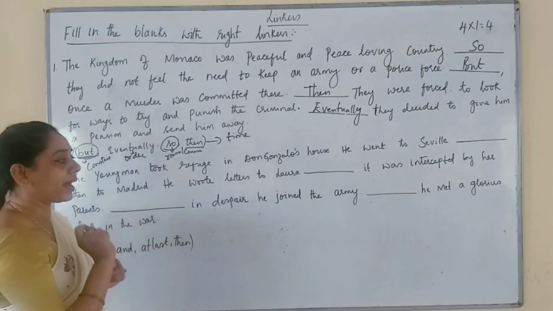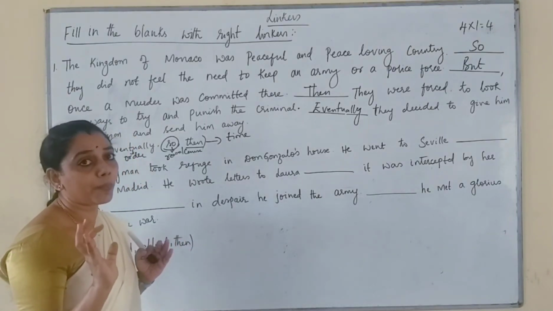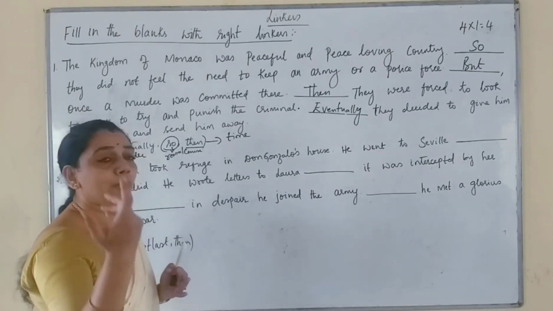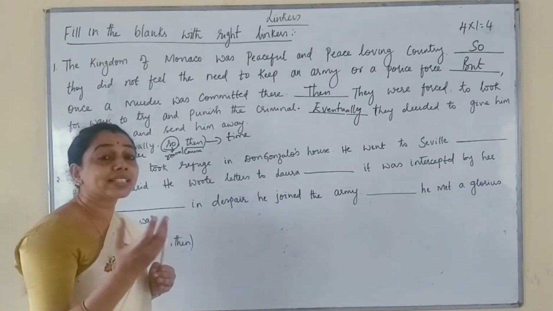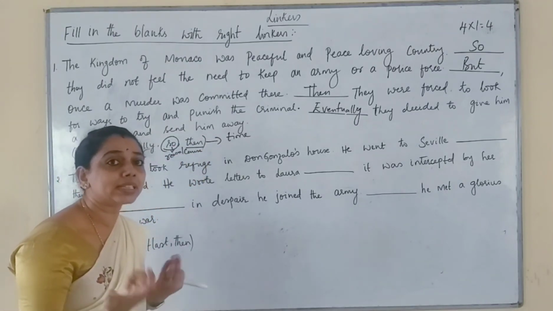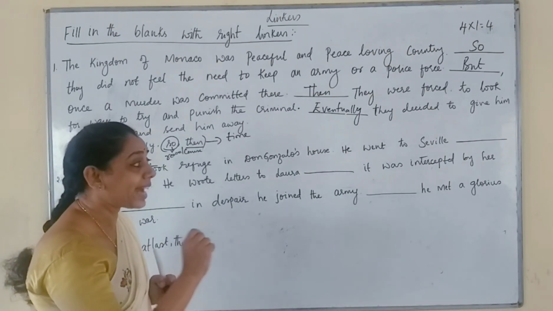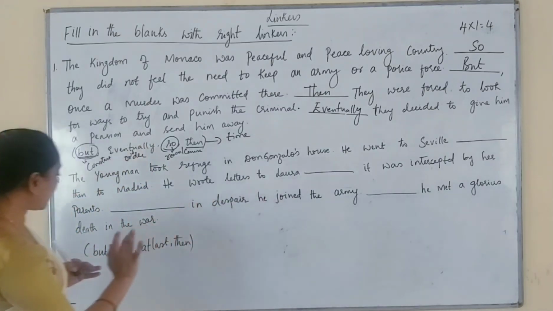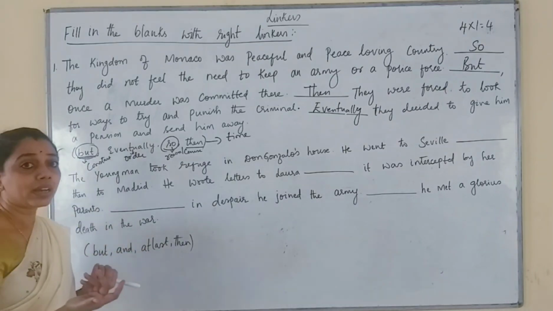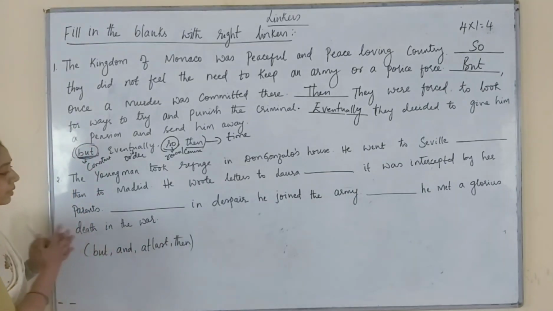Blank in despair, he joined the army. He lost his hope. What is despair? So, losing hope. He lost his hope and joined the army. As the letters he had written to Laura were intercepted by her parents, he lost his hope and he joined an army. Dash, he met a glorious death in the war. So what happened to him? He lost his life in the war.